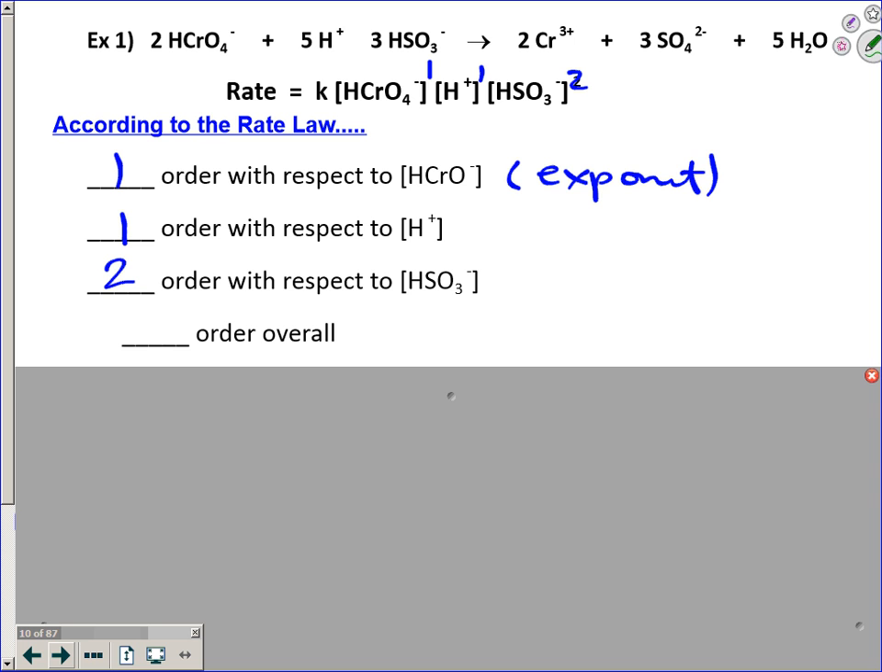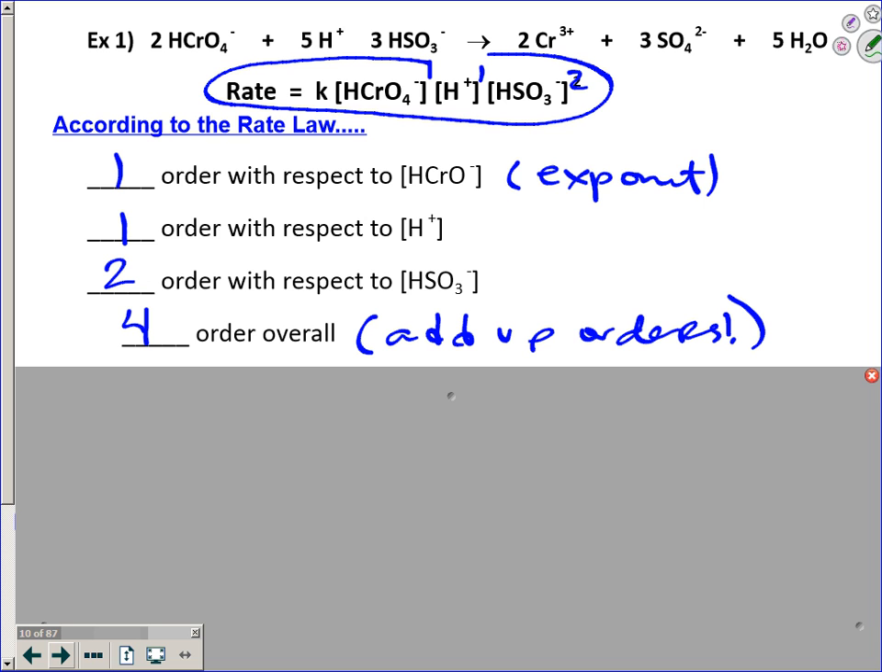And then what do you guys think I would consider doing if I'm looking for the overall order? Add them up, that's it. Okay, so what's the overall order? 4. We don't see fourth order very often, but we will just add up orders. Okay, so given this rate law, go ahead and look at the reaction that this correlates with.